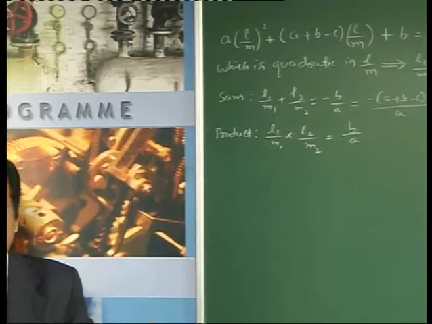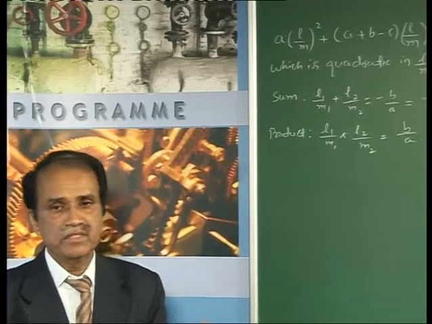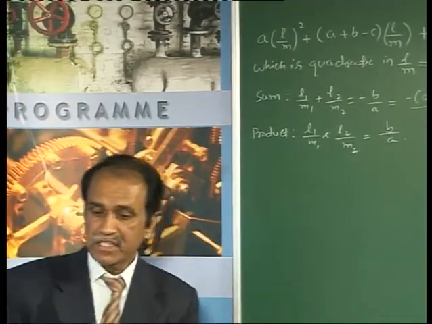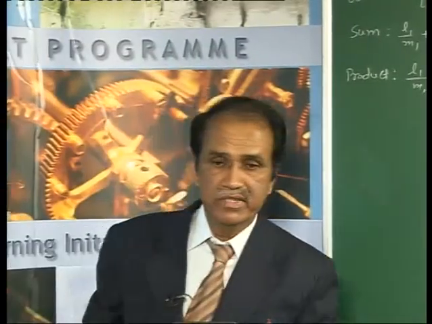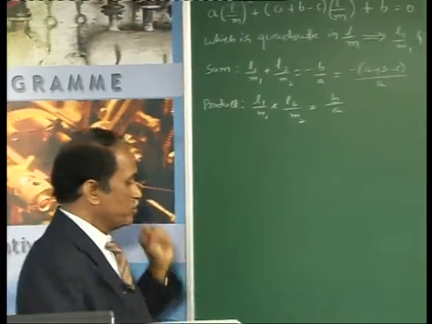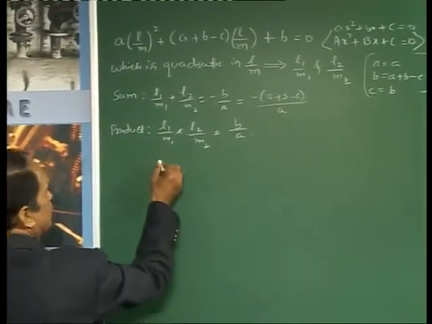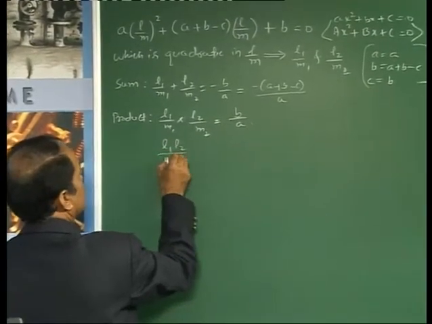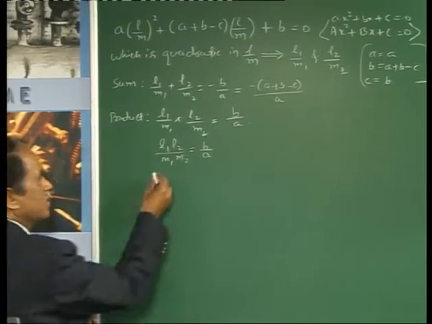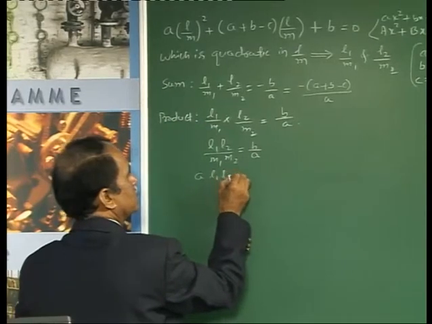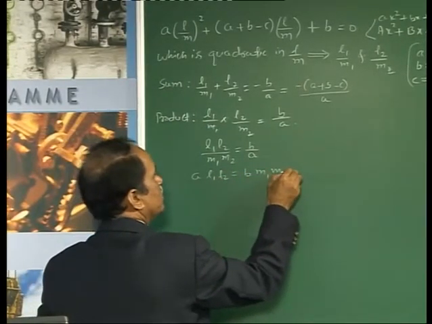We have to use our cleverness in giving the proper simplification, so that the first result to be derived, 1 by A plus 1 by B plus 1 by C is equal to 0, can be obtained. In my previous lecture, I left this step incomplete, so today I am continuing from this step onwards. Now, the product: L1, L2 by M1, M2 is equal to B by A. If you take the cross multiplication, A into L1, L2 is equal to B into M1, M2.